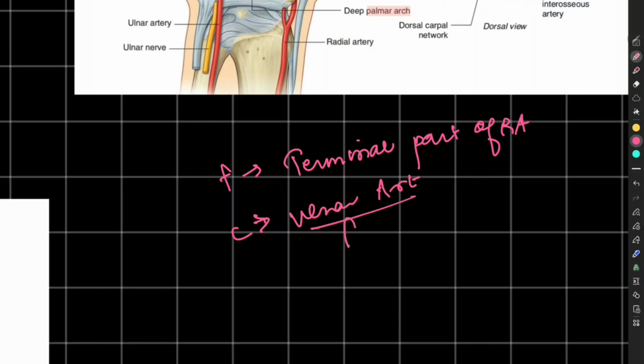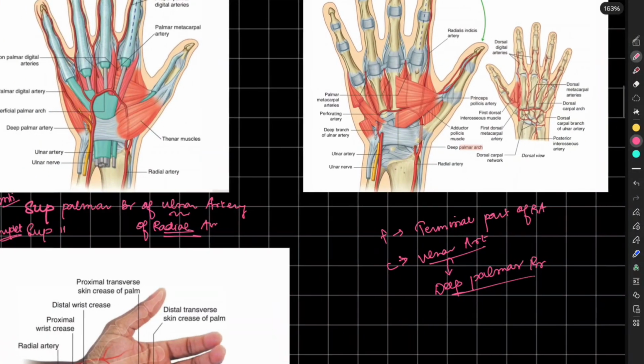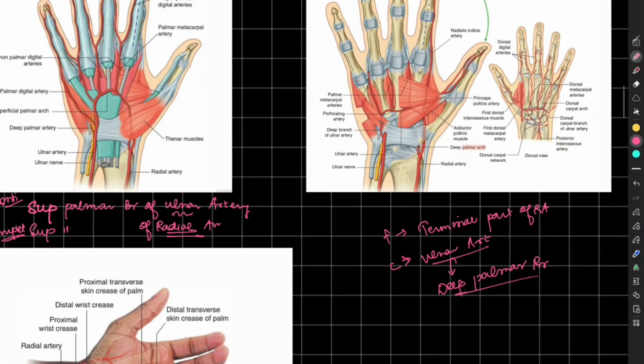Being specific about the ulnar artery, it is the deep palmar branch, the deep palmar branch. So that is the formation of the deep palmar arch.